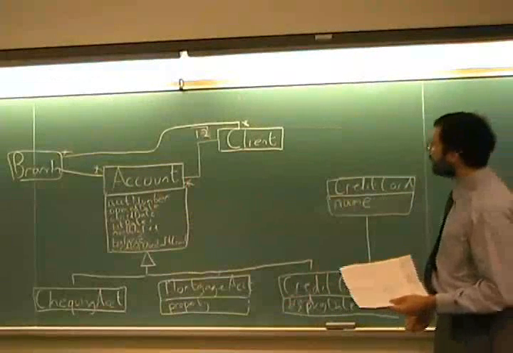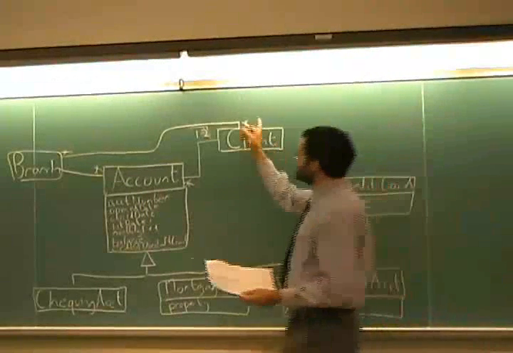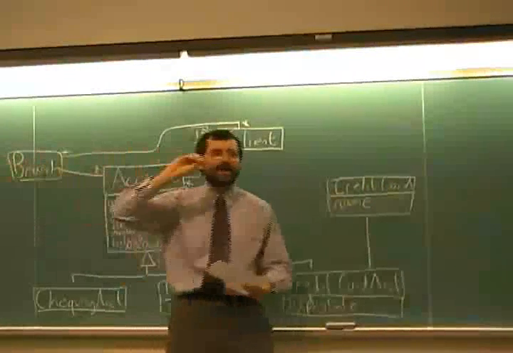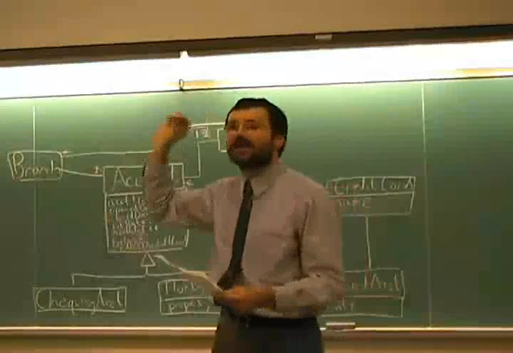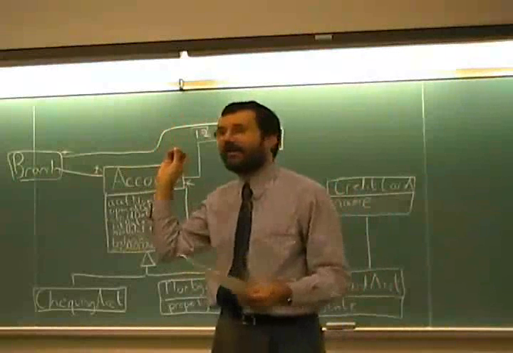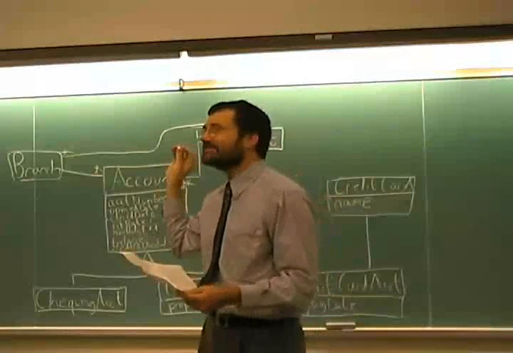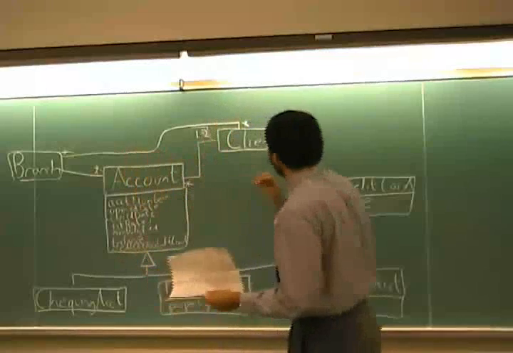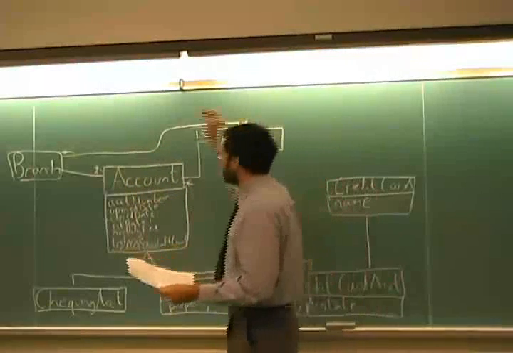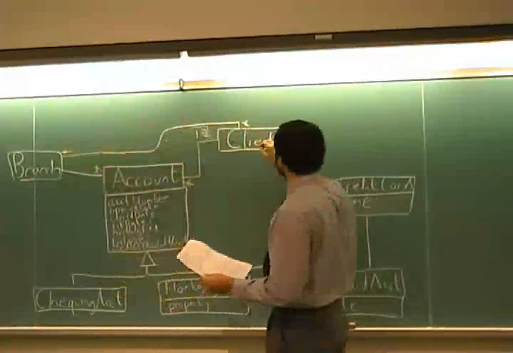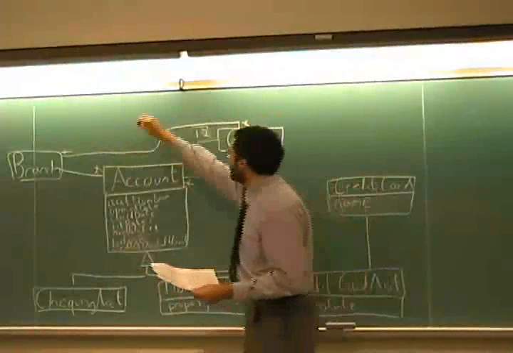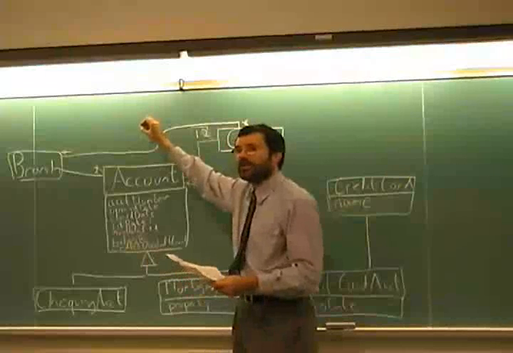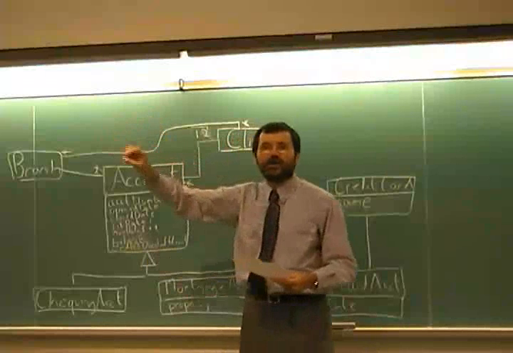What else do we know about... I see many-to-many. As soon as I see many-to-many, I think, interesting. Is that an association class? Is that a class where we can say there's something in the relationship between branch and client that would warrant having its own class? Anybody think there is?